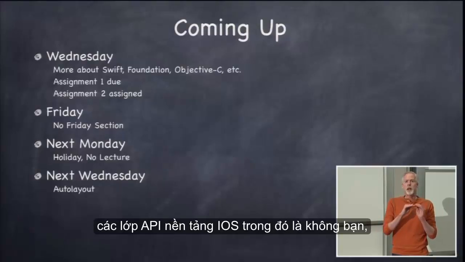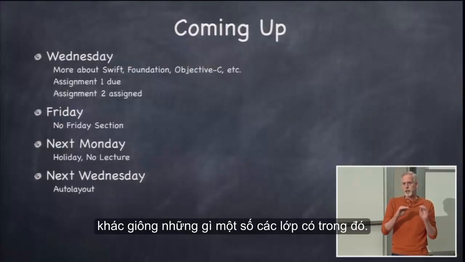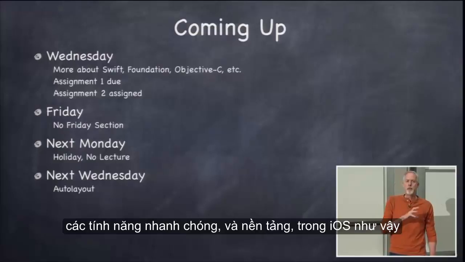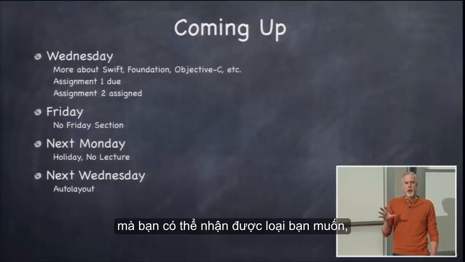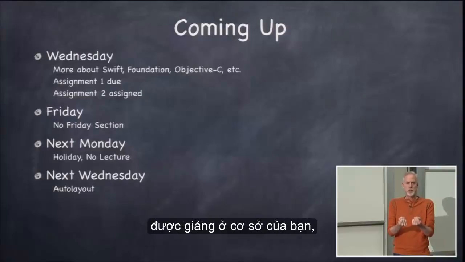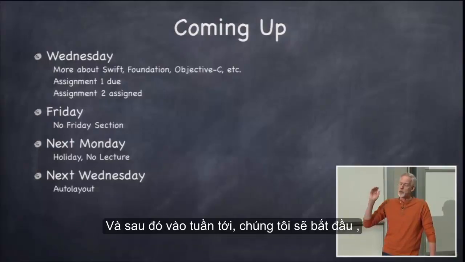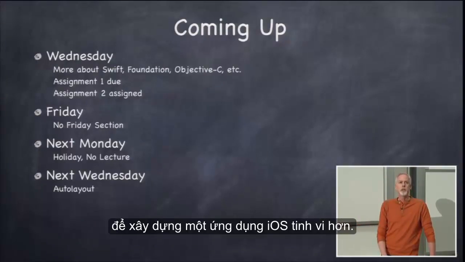And then I'm also going to start talking about some of the foundation layer API in iOS. That's the non-user interface layer, basically, and kind of what some of the classes are in there. And then also just a little bit of how we use the language features of Swift and Foundation in iOS, so that you kind of get it. It's kind of next Wednesday's lecture. This is going to be your baseline lecture. It's going to kind of get you grounded in how to do all this stuff. And then next week, we'll start diving in to building more sophisticated iOS applications.